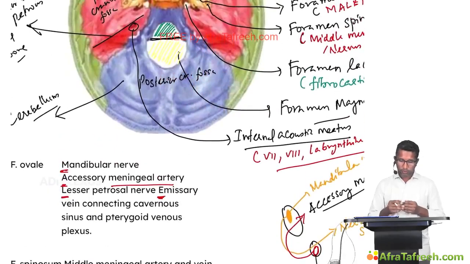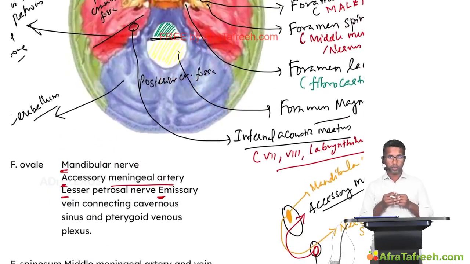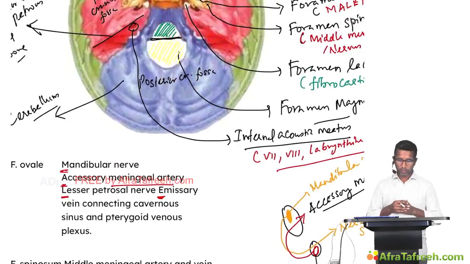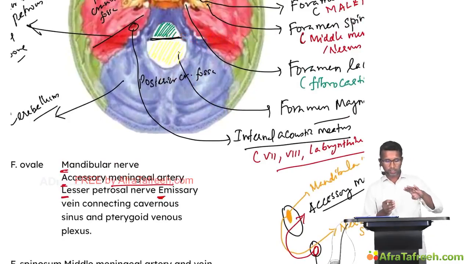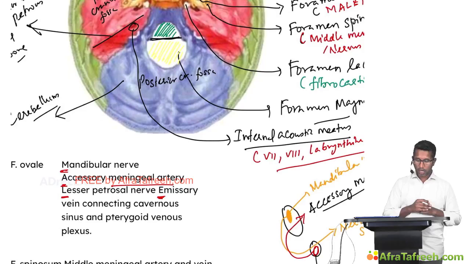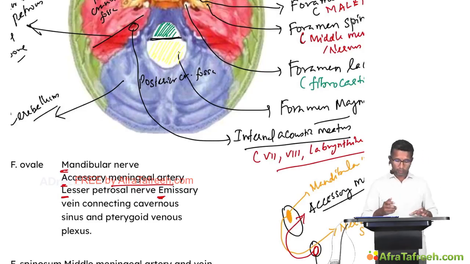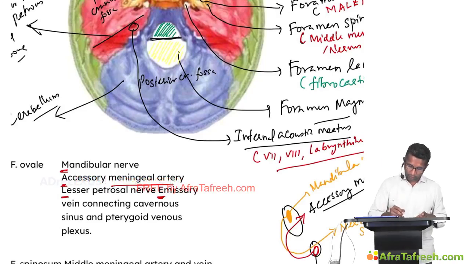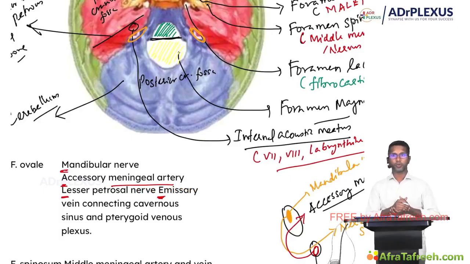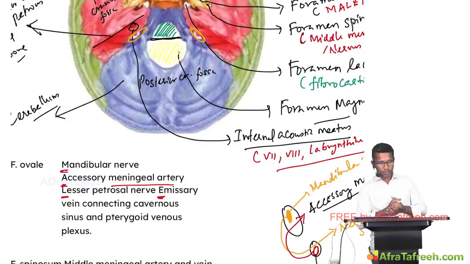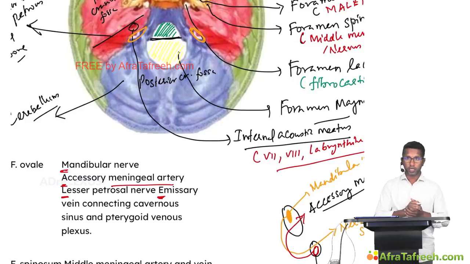Now, just below the internal acoustic meatus, at the junction of the petrous temporal bone and the occipital bone, you also have an important foramen. The foramen you see here is called the jugular foramen. Very important foramen, a lot of important nerves run in this.